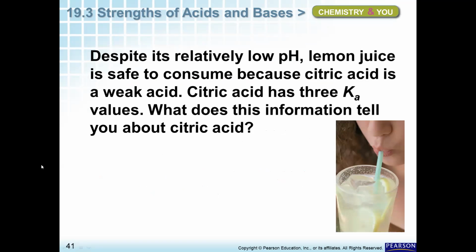Then we go back to the original question: why is citric acid safe to digest, although the pH is very low? Because it is a weak acid originally, and also it is a multiprotic acid. So what does it mean when citric acid has 3 Ka values? When we have an acid that has 3 Ka values, this means that it is a triprotic acid.